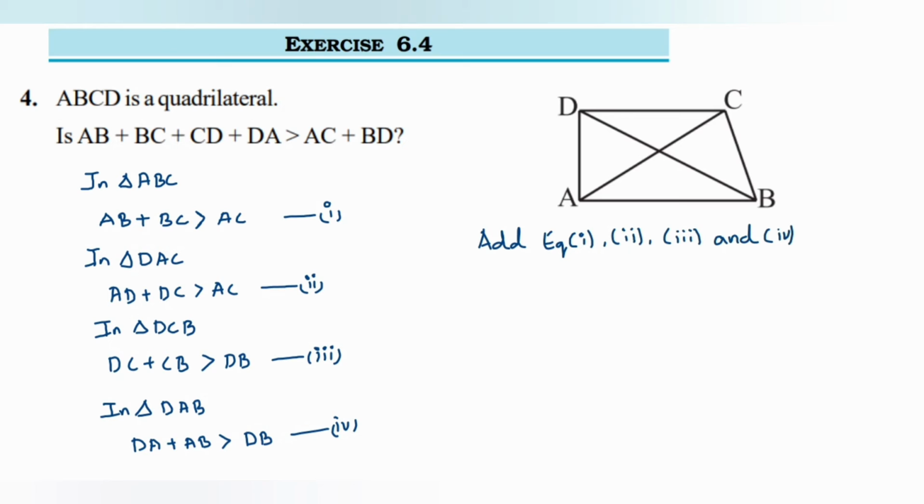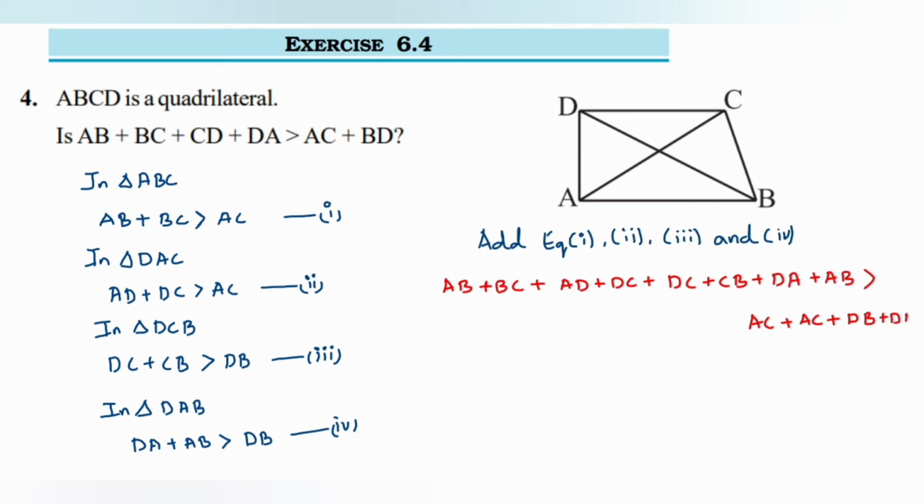So we'll start here with the first equation, that is AB plus BC. I'm adding first the left hand part, and in the second equation we have AD plus DC, in the third equation we have DC plus CB, and in the fourth equation we have DA plus AB. Now this is greater than, now the right hand part. In the right hand part we have AC in the first equation, in the second equation again AC, in the third equation DB, and in the fourth equation again DB.